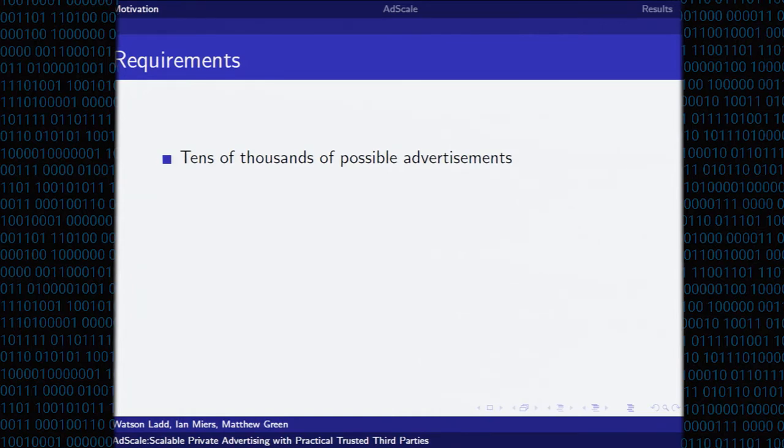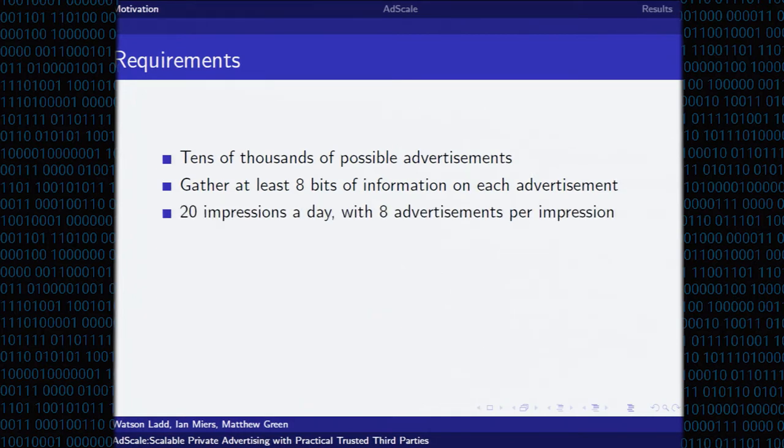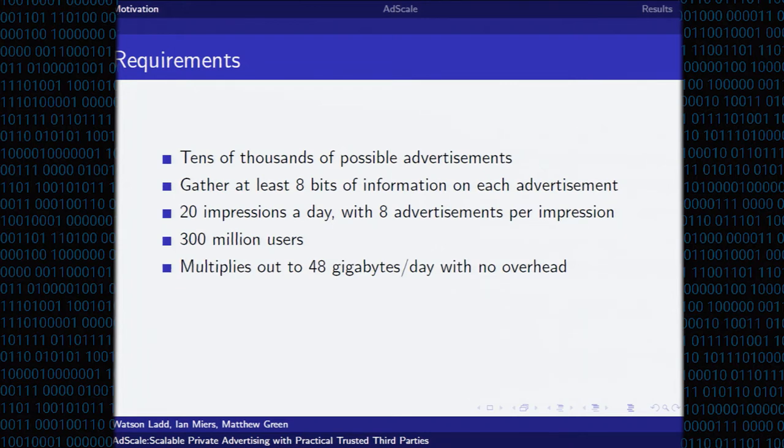We're going to have tens of thousands of possible advertisements that users could see. We have to gather at least 8 bits of information on each advertisement. This is actually an overestimate. We knew that we definitely needed 4: displayed, clicked on, and also unique displays and unique clicks. So if you clicked on an ad twice, you'll only send the unique bit once. The numbers are 20 impressions per day per user, with 8 advertisements per impression, and 300 million users. This multiplies out to 48 gigabytes per day, if there's no overhead whatsoever associated with the reporting scheme.